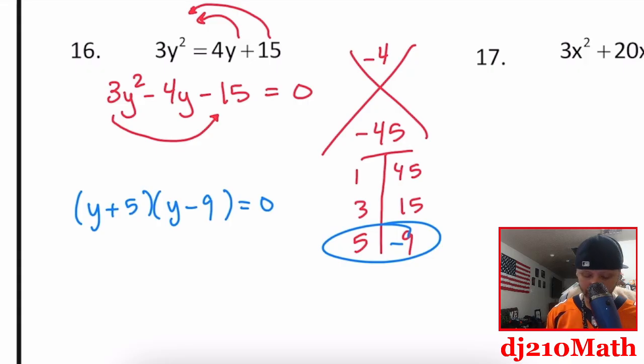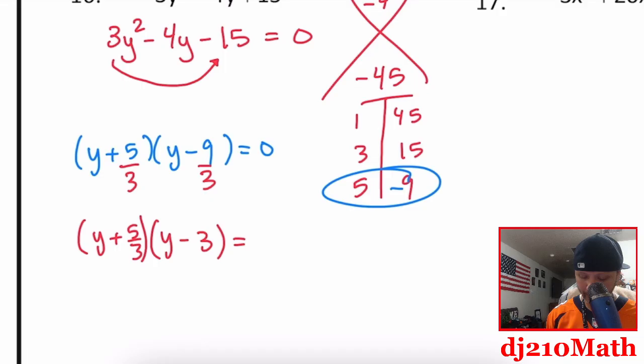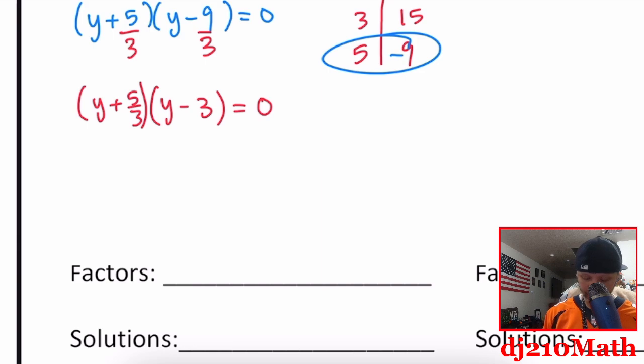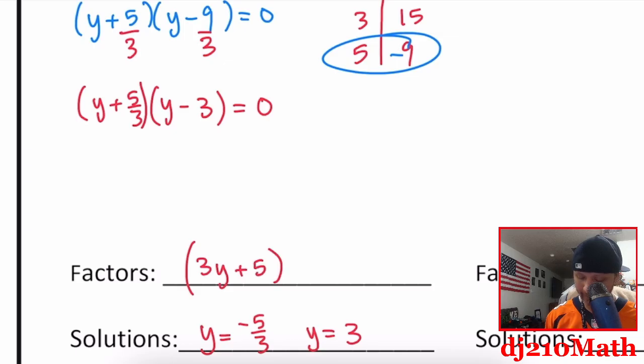We have to remember to divide by the a value. A in this case was 3. So this is going to be y plus 5 over 3, y minus 3, because 9 divided by 3 is 3. Solutions: y is equal to negative 5/3, y is equal to positive 3. The factors are going to be 3y plus 5, y minus 3.